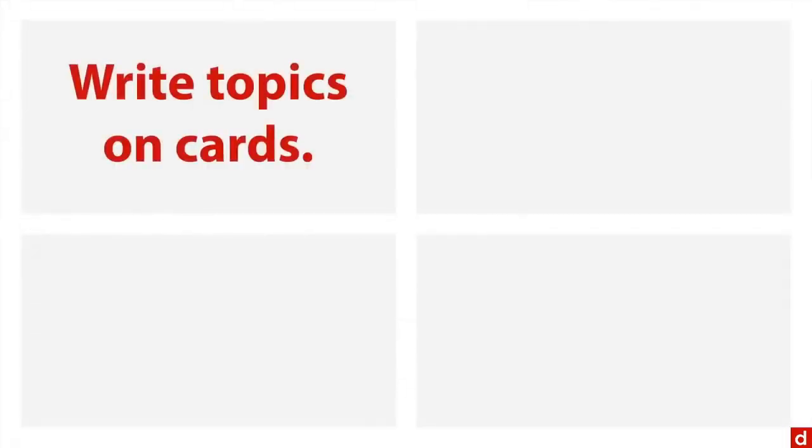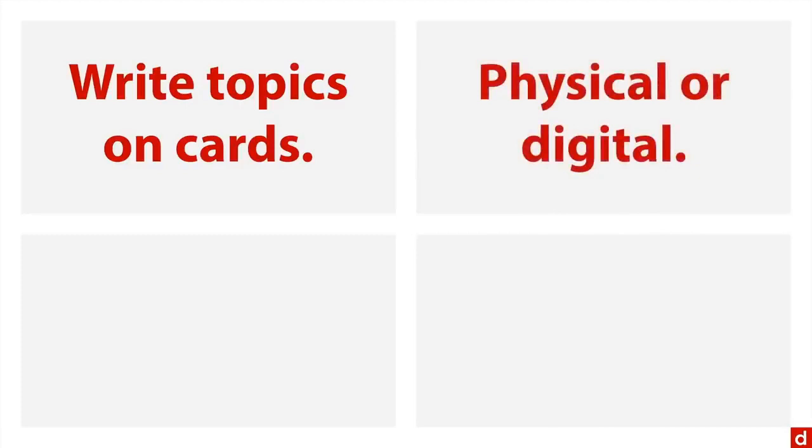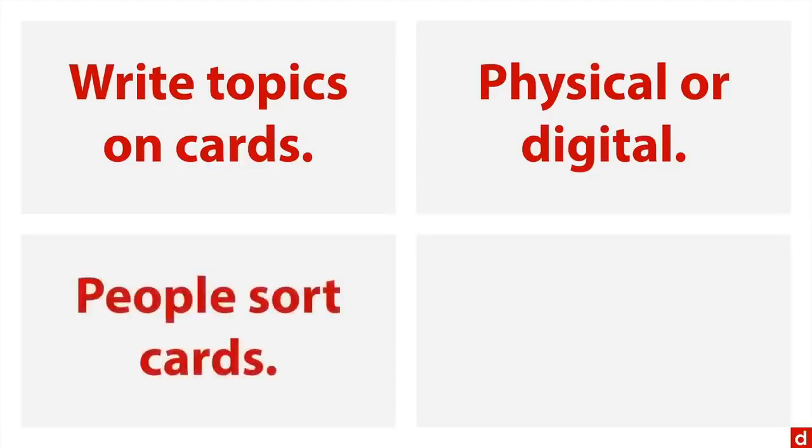Now, the basic procedure goes like this. You take a bunch of little topics and you write each one on a separate card. And you can do this physically with like 3x5 cards, or there's a lot of programs that allow you to do a digital version of it. Then what you do is you give this information to a group of respondents and the people sort those cards.